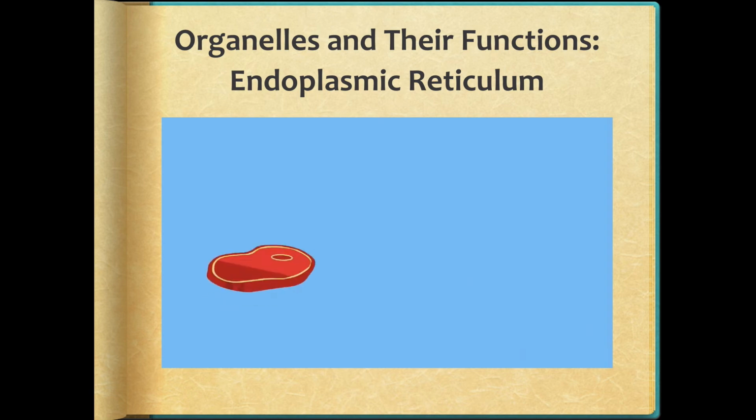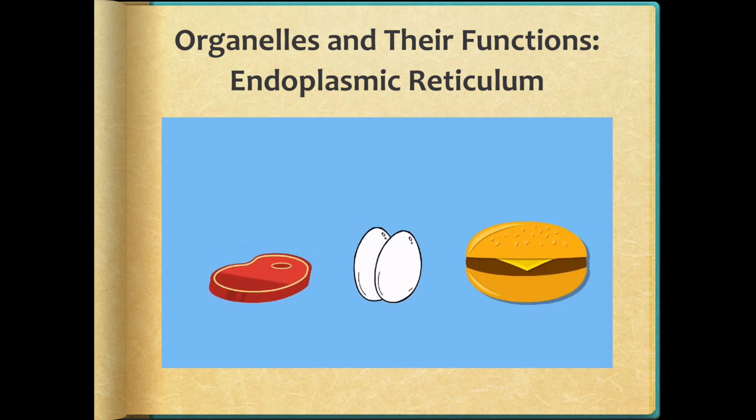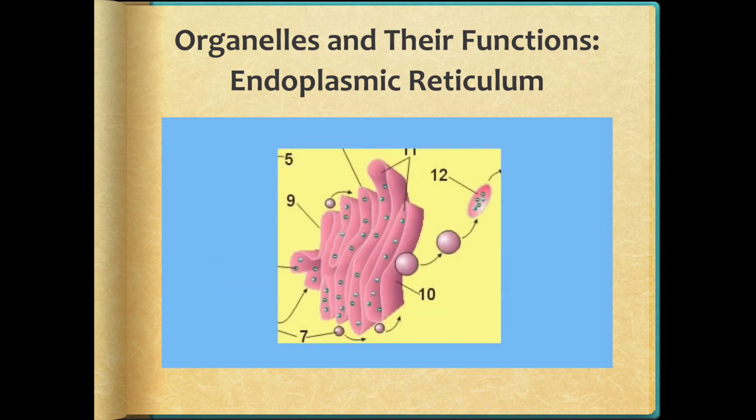The smooth ER also produces lipids, which are important fats used by the cell. The smooth ER will transport these lipids throughout the cell or will package the lipids in sacs called vesicles and release them into the cytoplasm.